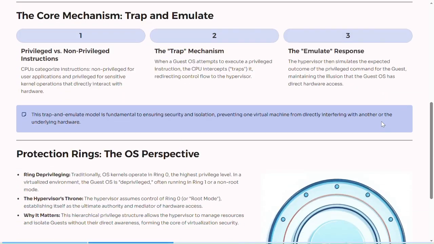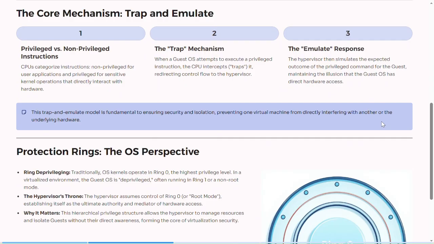So in the core mechanism, we study the trap and emulate mechanism, which involves privileged and non-privileged instructions. CPUs categorize instructions as non-privileged for user applications and privileged for sensitive kernel operations that directly interact with hardware. The second one is the trap mechanism.